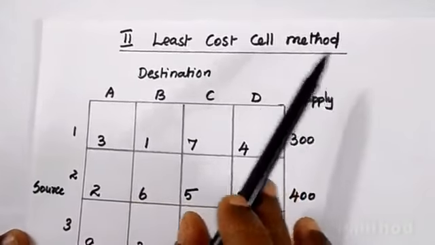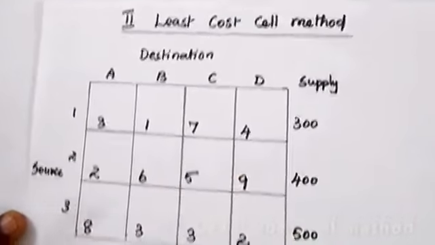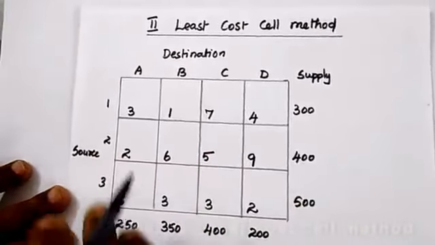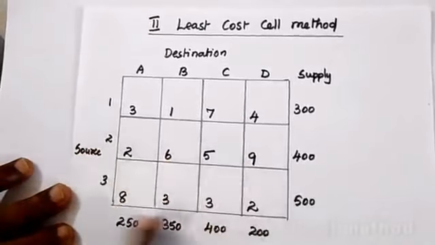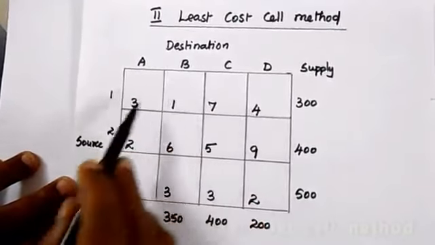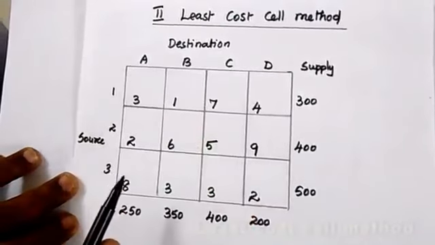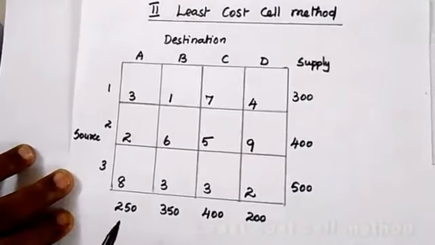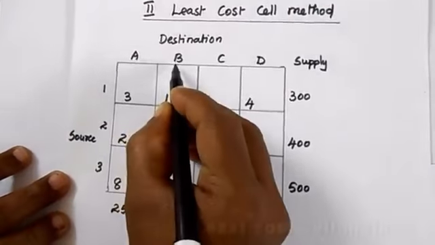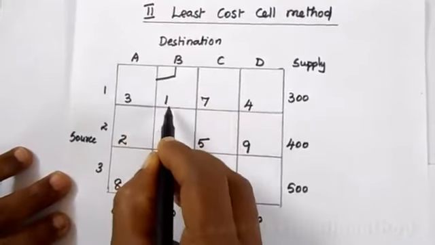Least cost cell method. According to this method, first we need to find out the least cost among the various costs. We have different sources and different destinations. No? In each cell we have got some value. So among the various values, first we need to identify which one is least. Just find out which one is least. This is the least value. So now I have selected this cell.